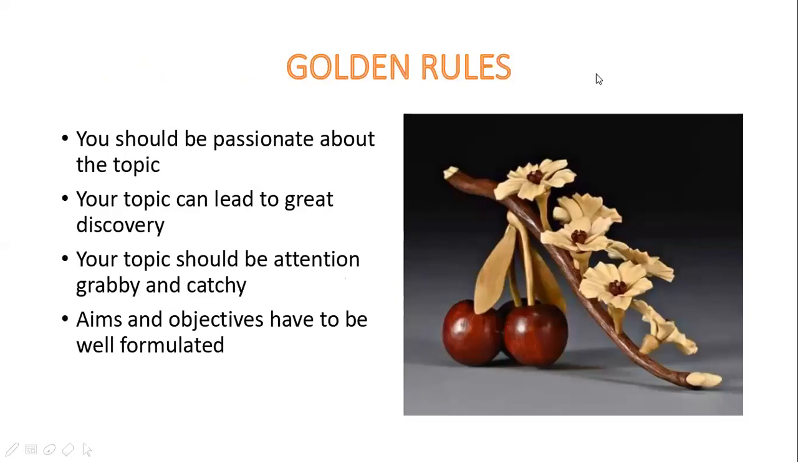Now, we have certain golden rules that we follow in research. Firstly, you should be passionate about the topic. Don't just choose something because everyone is looking at ICT, everyone is looking at IT, everyone is looking at development. You should choose something that you're passionate about, because it is going to give you the motivation to do this particular research with all your heart, your soul, and your mind.